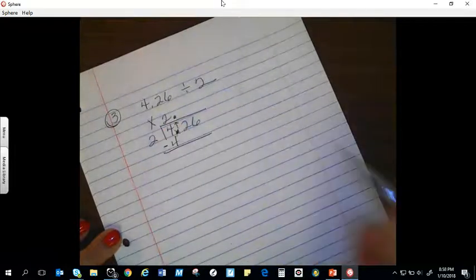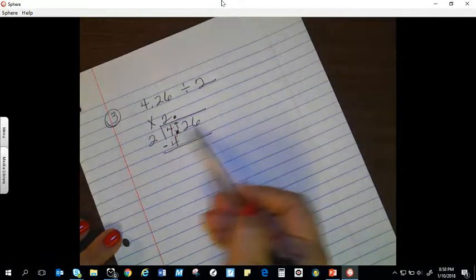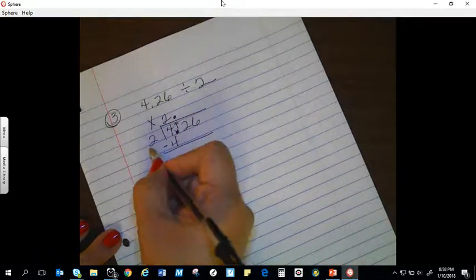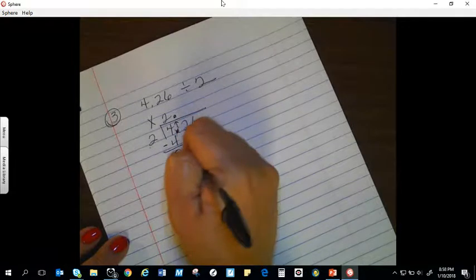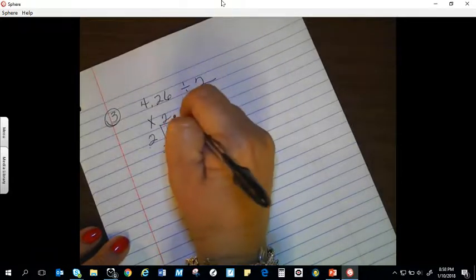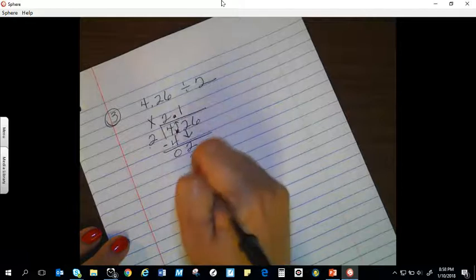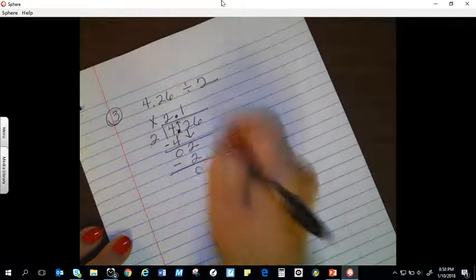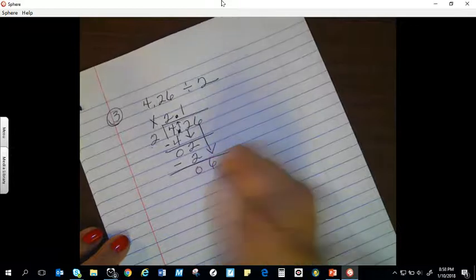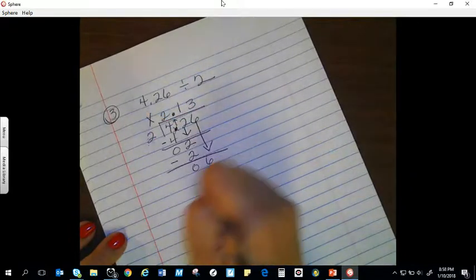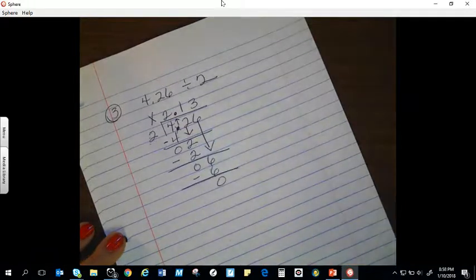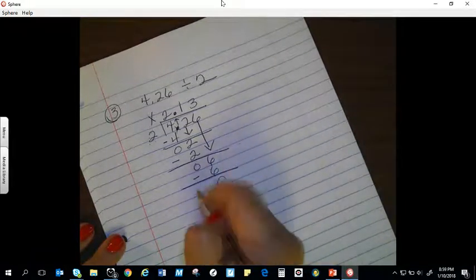Subtract out. Always reducing because I got to make my dividend smaller and smaller till it becomes less than that 2 or 0. So we're trying to get it as close. So this becomes a 0. I'm bringing down my next number. 2 can go into 2 one time because 1 times 2 equals 2. Subtract that out. Becomes 0. Bringing down my next number. 2 can go into 6 3 times because 3 times 2 is 6, and it's 0. Now I have nothing left to bring down, so I have a remainder of 0.